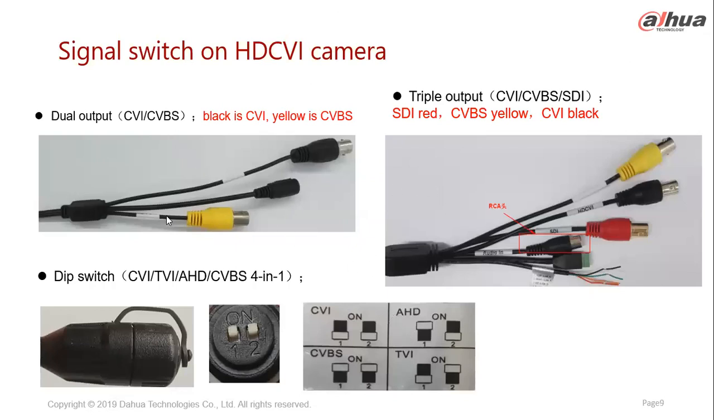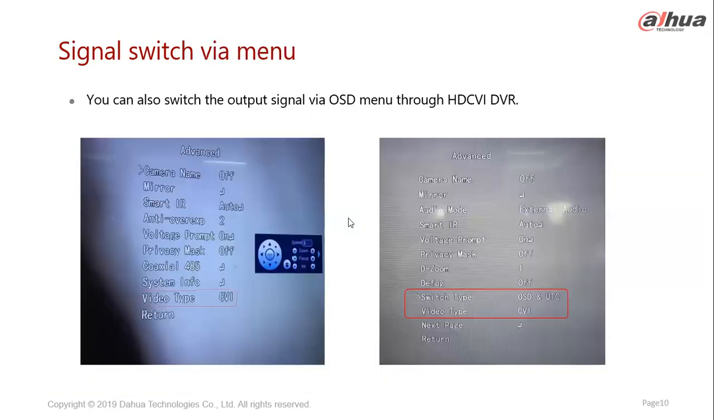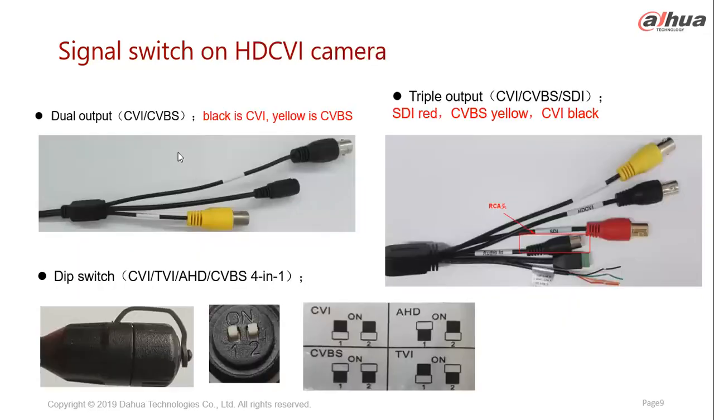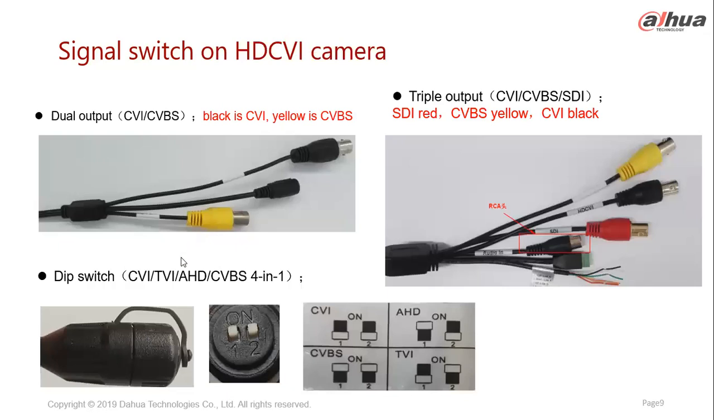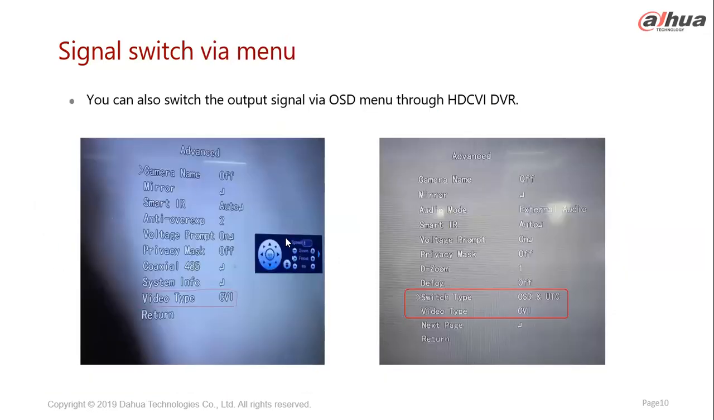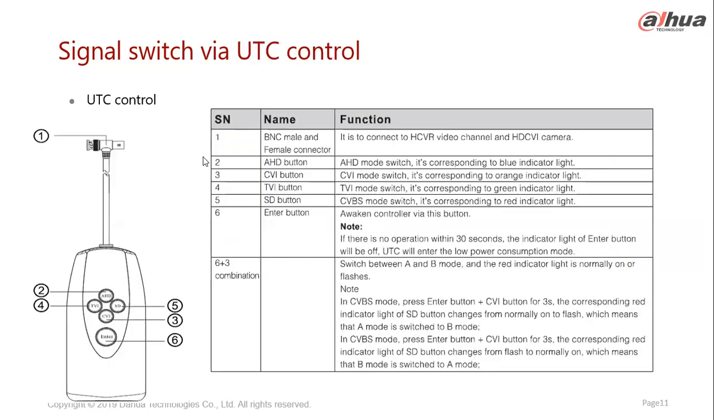So we talked about this, the signal switch. That is, you can use CVI, you can use the yellow CVBS cable. So output the same. So for video type, you can switch the video that you are receiving either way. You can get it from either CVI or TVI or HD CVBS. So you can change the signal from the OSD menu.